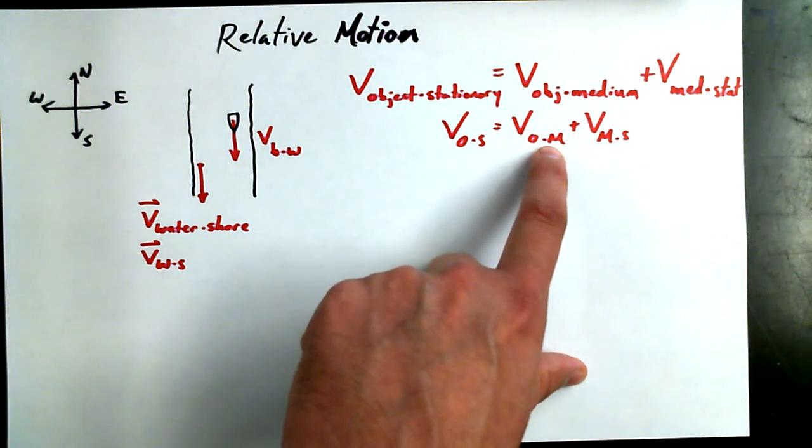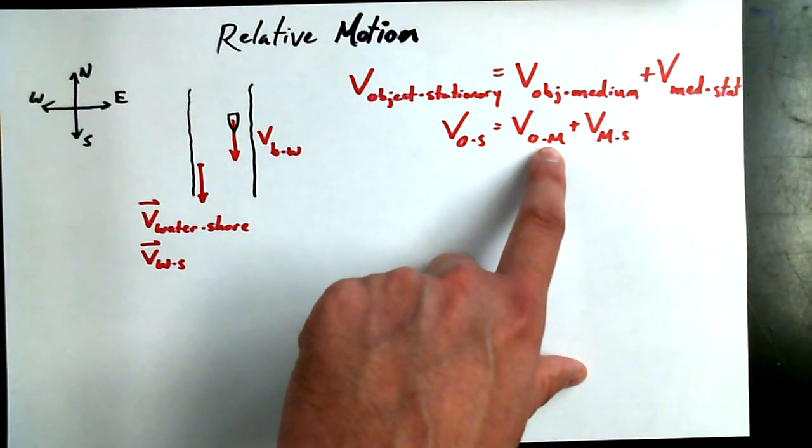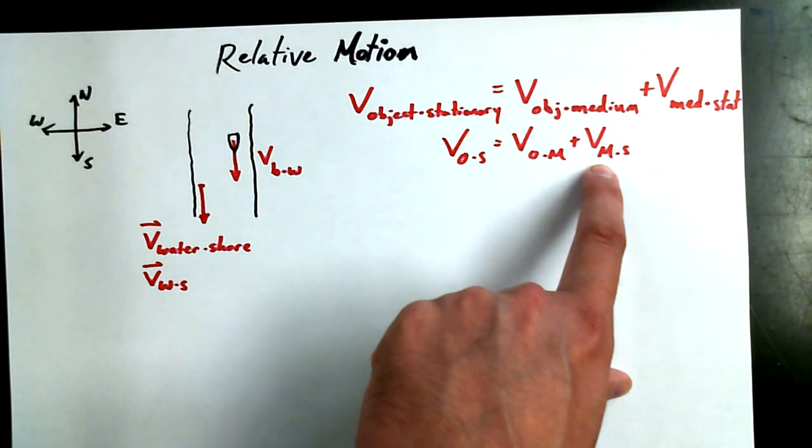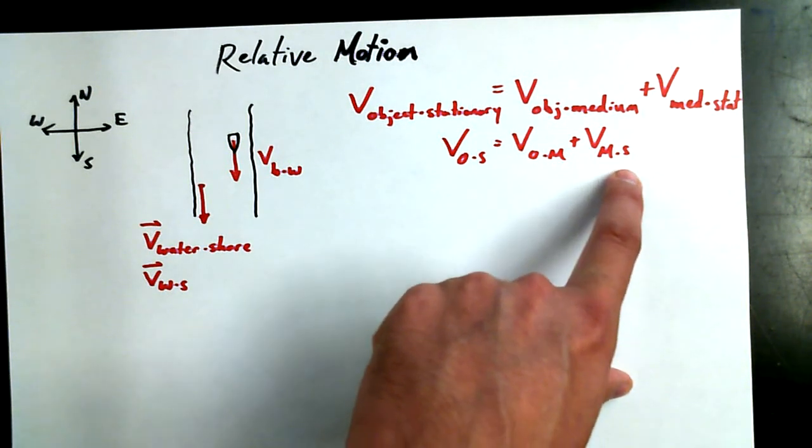So how fast a boat can travel in still water, plus the velocity of the medium, in this case the water, relative to the stationary thing, which is the shore.